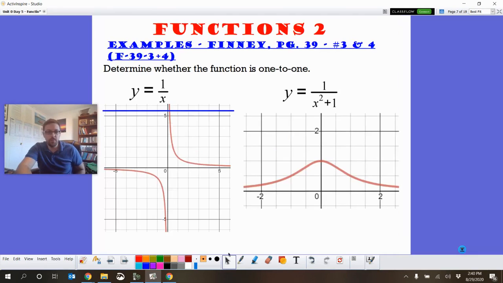Reciprocal is a tricky one. It seems like it's not going to be a one-to-one function. Like you're a little worried right here, but it actually doesn't exist at that point. So this one is a one-to-one.